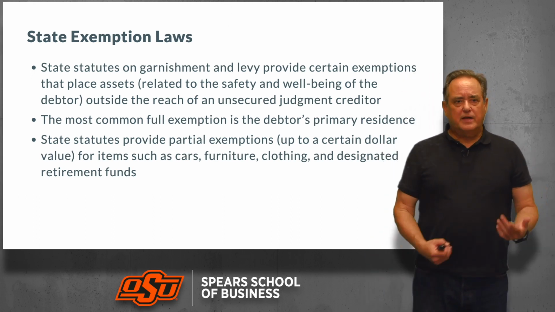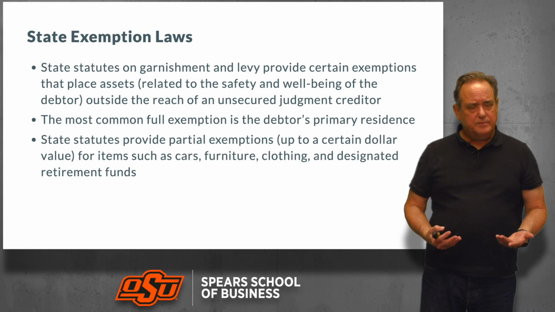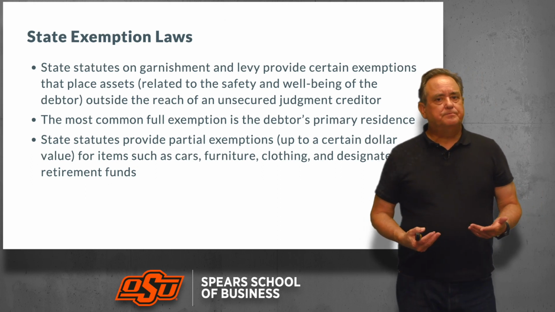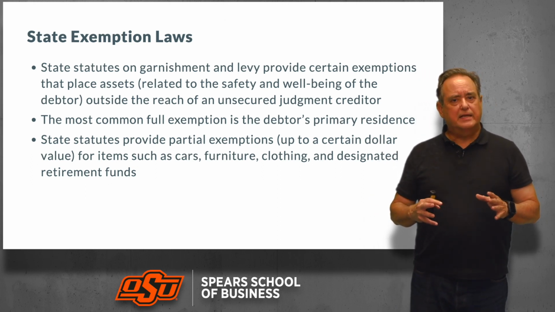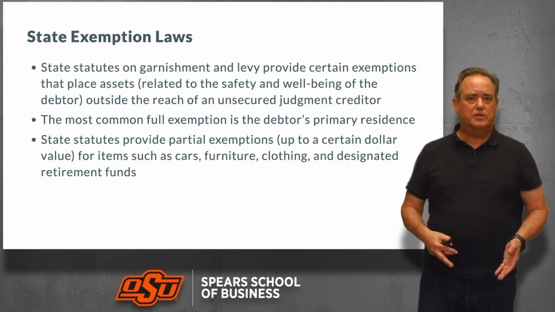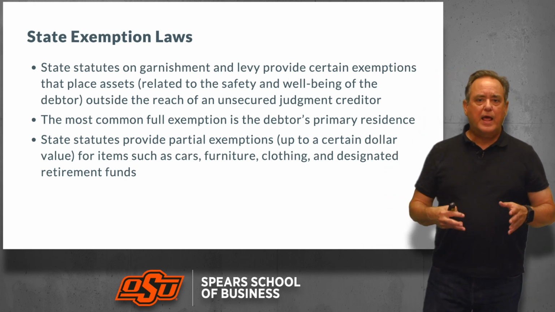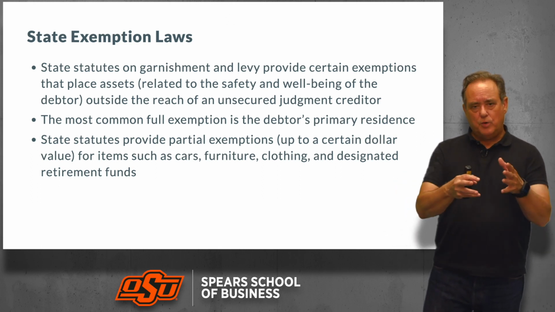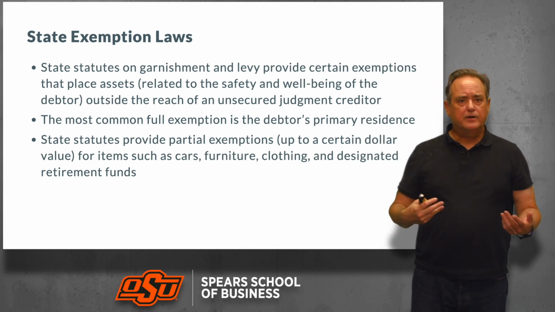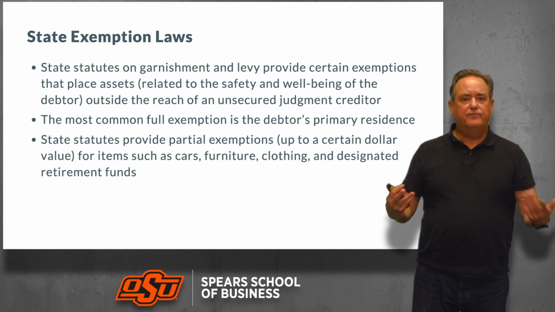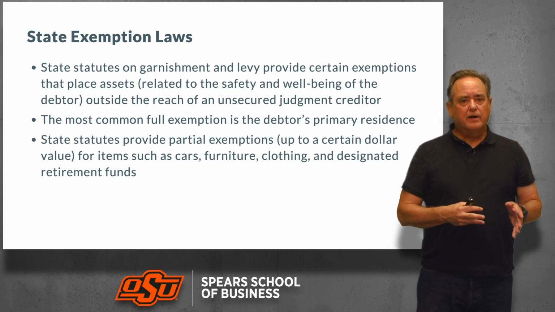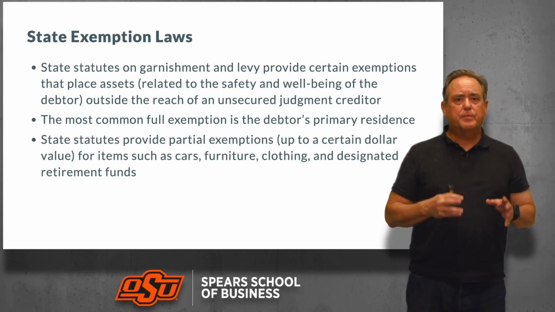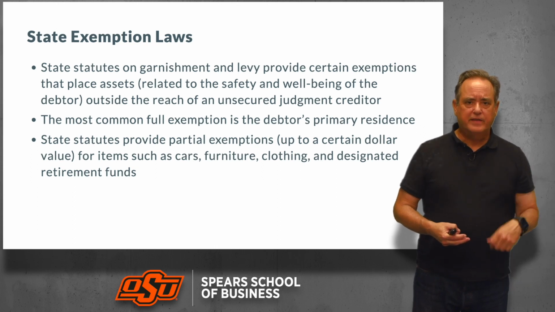State exemption laws, I've kind of referred to this already. Some states have exemptions or restrictions on garnishment and levy that place certain assets outside of the reach of an unsecured judgment creditor, meaning if you don't have a security interest in that property, you can't take it. So, for instance, a debtor defaults and they fail to pay their car loan. Well, ordinarily, that vehicle is going to be protected. The creditor is going to be protected because it's taking a security interest in that vehicle.